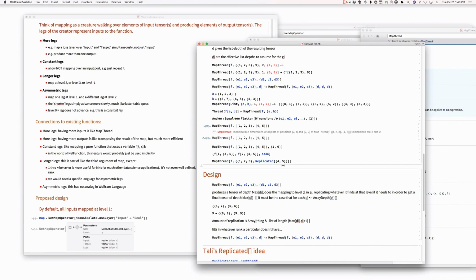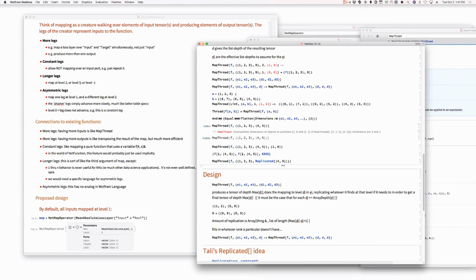Okay. All right. Well, I think we've got a winner here in terms of map thread, and I really love this replicated idea. I really love that idea. I mean, that will solve a whole bunch of weird problems with listability. It's a way of controlling listability, an interesting way of controlling listability.